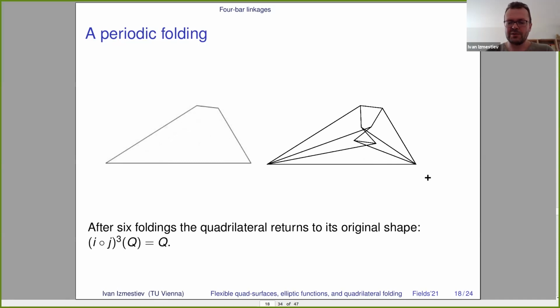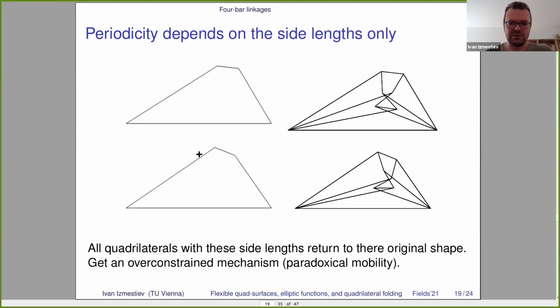And what is interesting about it is that whether or not the quadrilateral returns to its original shape depends only on the side lengths of the quadrilateral. So here on the top and on the bottom, I have two quadrilaterals with the same side lengths, and on the right are the orbits of the folding. So if I deform my quadrilateral, then the picture on the right also deforms. So it's a deformable linkage, a deformable bar-and-joint framework.